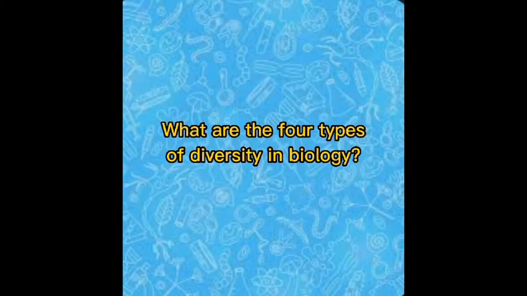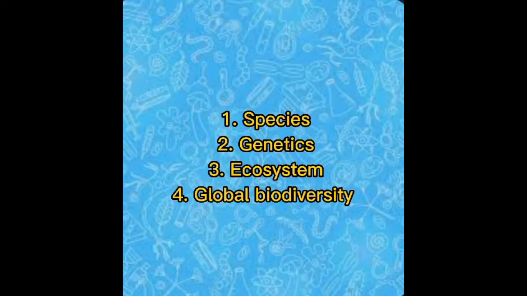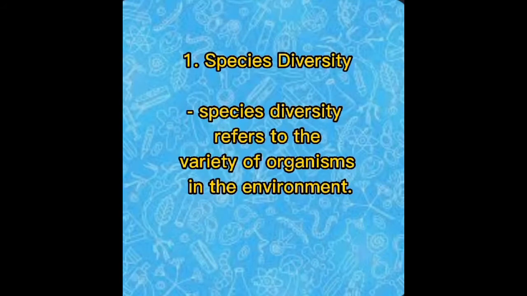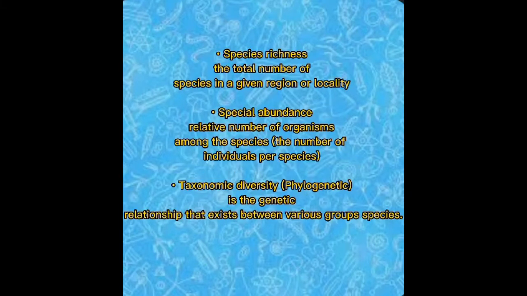So, what are the four types of diversity in biology? Here we have the four types of diversity in biology. First is species, second is genetics, third is ecosystem, and lastly is global biodiversity. First is species diversity. Species diversity refers to the variety of organisms in the environment, and it can be further divided into three. First is species richness, the total number of species in a given region or locality.